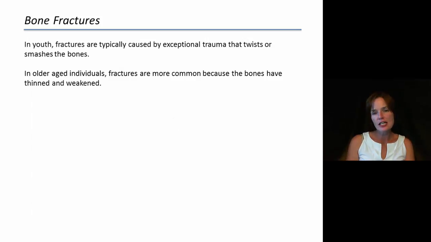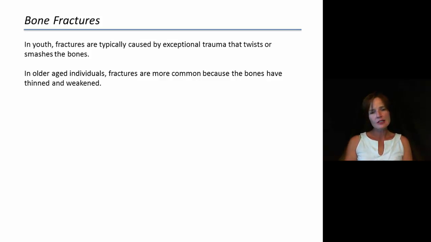Throughout our life, our skeleton is subject to bone fractures. And how susceptible we are oftentimes has to do with our actual age. As we are young, our bones tend to be stronger, and then as we age, those bones become thinner and weaker. If we're a child, if we're talking about youth and we're talking about bone fractures, typically those happen because of what we call exceptional trauma. So a specific accident, twisting, smashes to the bone, and so they can cause a fracture.